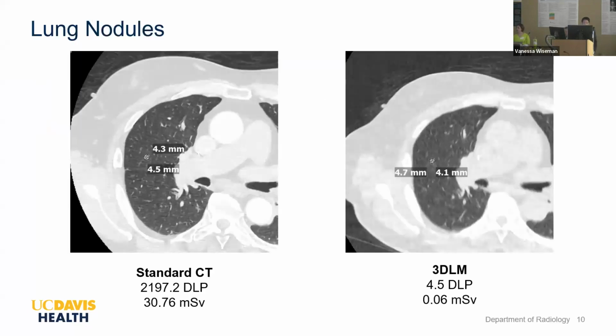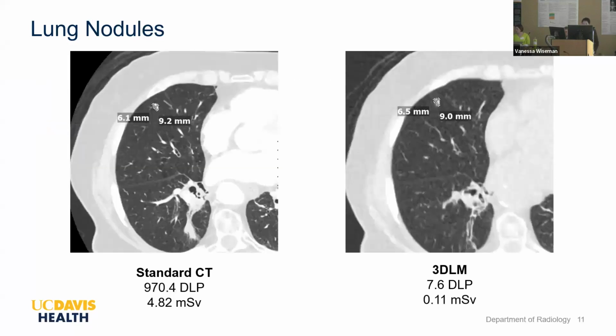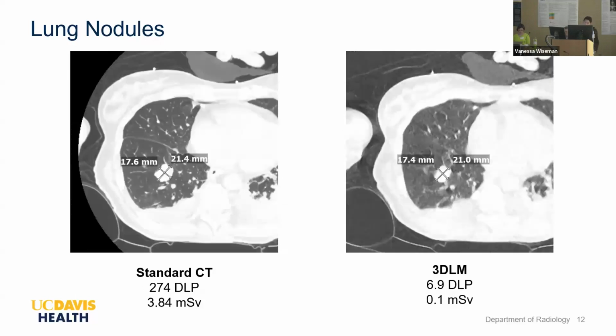Here's a sample standard CT scan on the left side, and then the reconstructed 3D landmark scan on the right side, demonstrating a 4 millimeter micronodule. Here we have the same thing, standard on the left side, reconstructed on the right side, demonstrating an 8 millimeter solid nodule. Here we have a bigger nodule, a large 20 millimeter solid nodule.